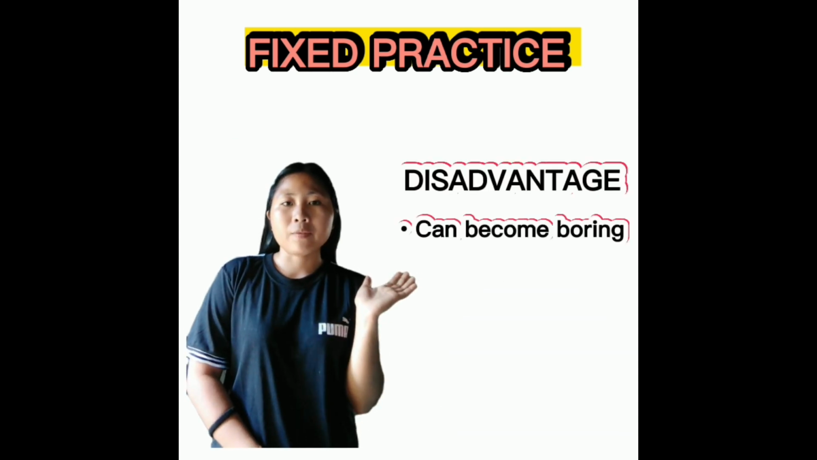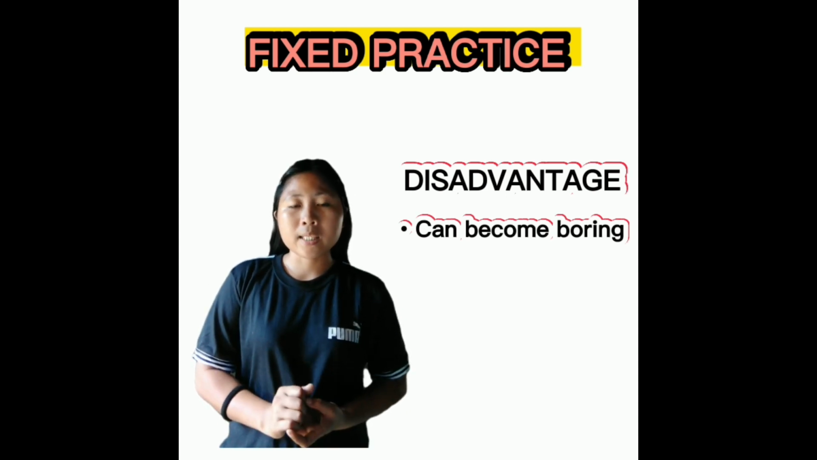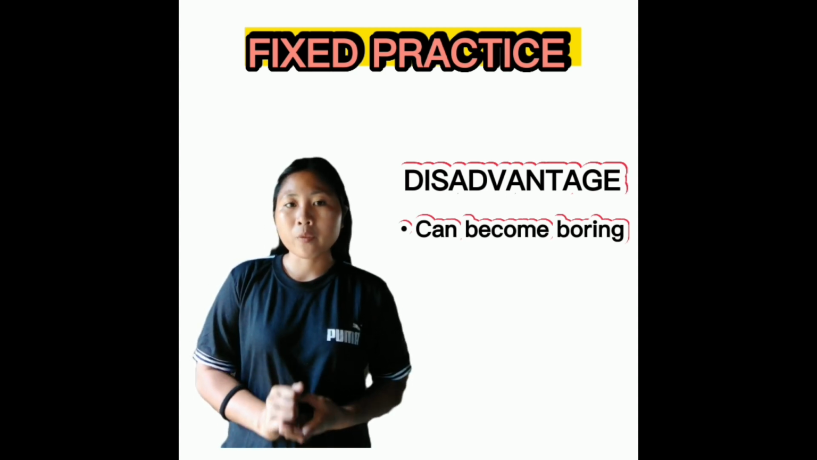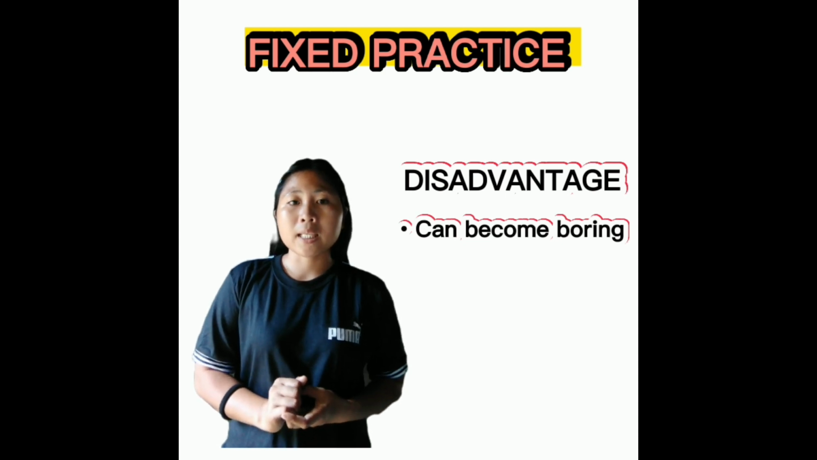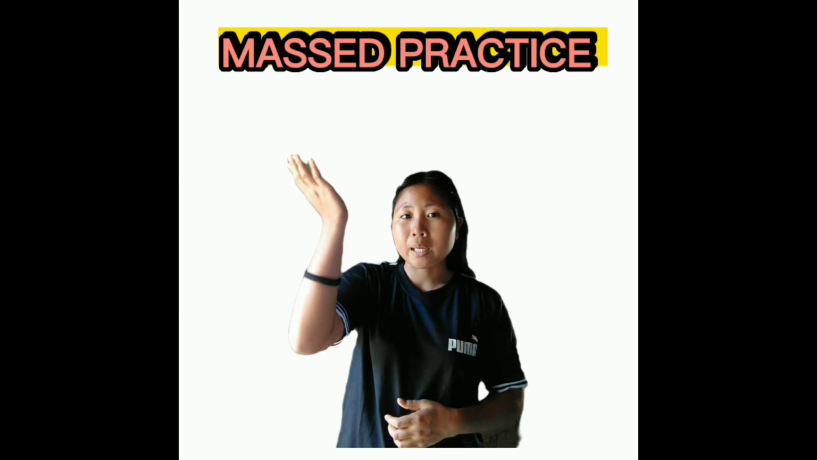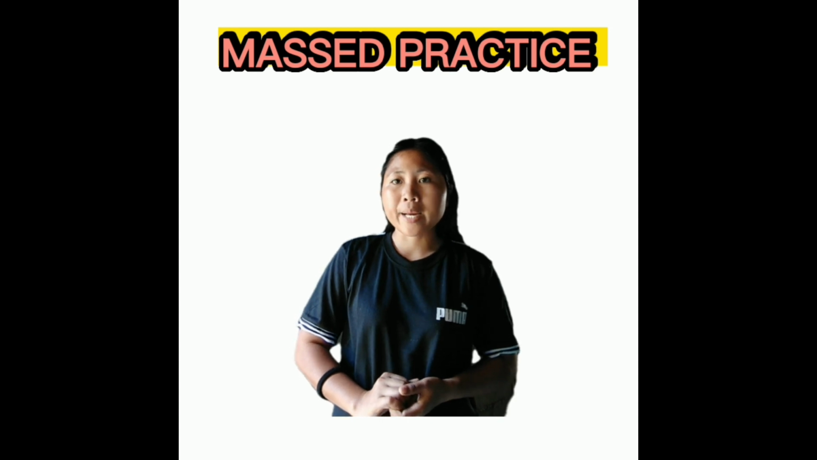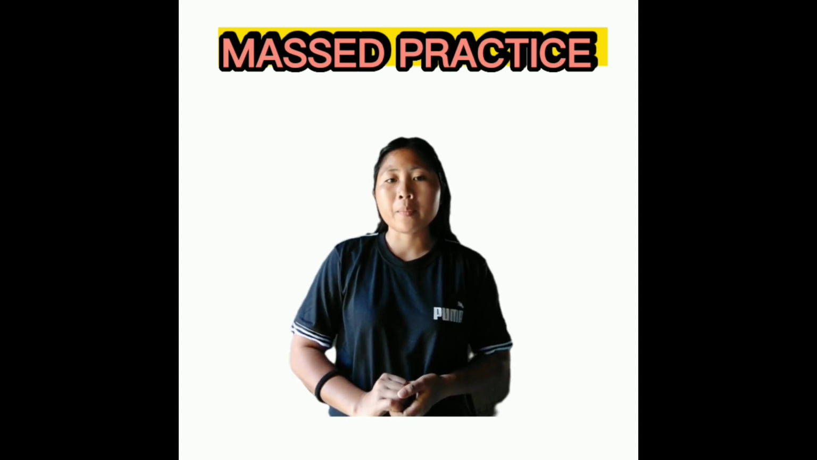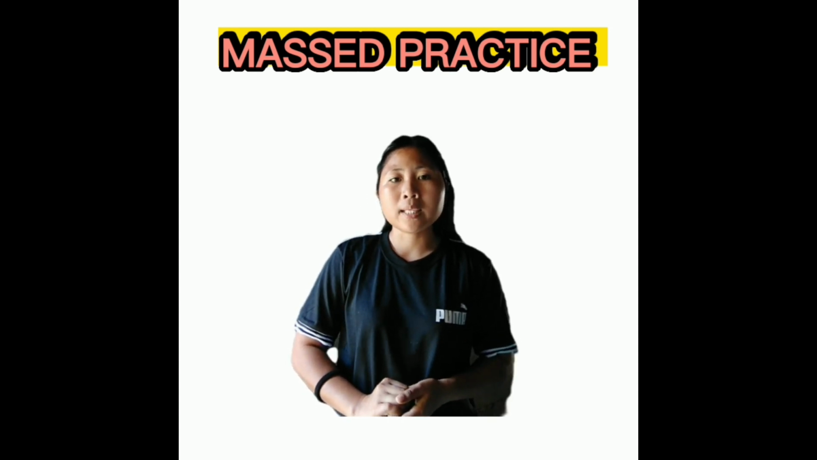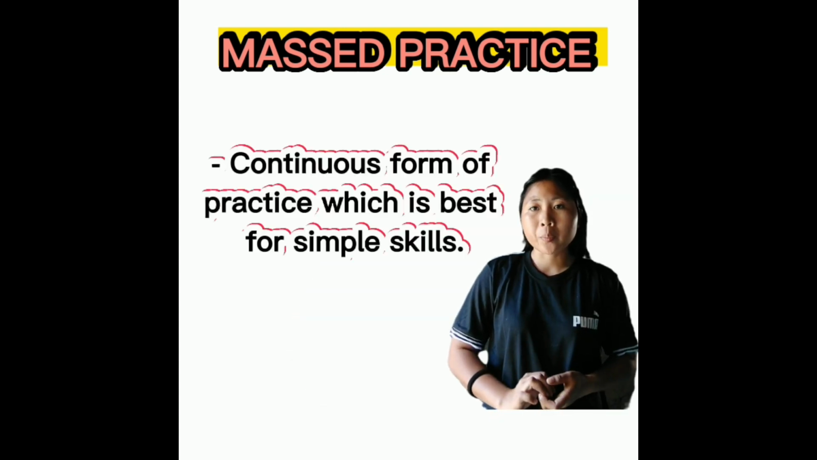Then this is the disadvantage of fixed practice. It can become boring because it is repetitive for the performer, and it decreases levels of motivation. The second type of practice is the mass practice. Mass practice is when one skill is practiced repetitively without breaks. As there are no breaks, the fitness of the performer must be taken into account when deciding how long the sessions will be. And this is a continuous form of practice which is best for simple skills.